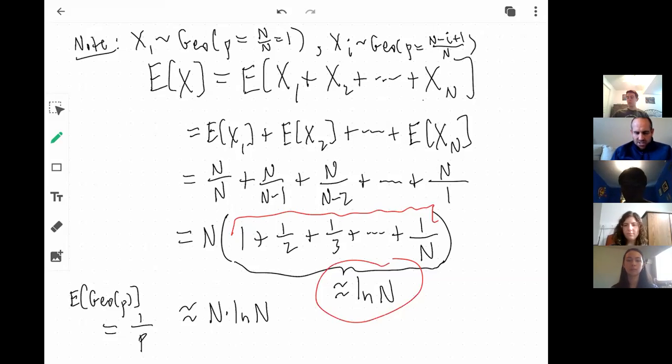I mean, you know, logarithm of n is much, much smaller than n. So on average, we expect to have to purchase n times the logarithm of n many boxes, where n is the number of prizes we're seeking. And there's all kinds of tweaks to this problem.